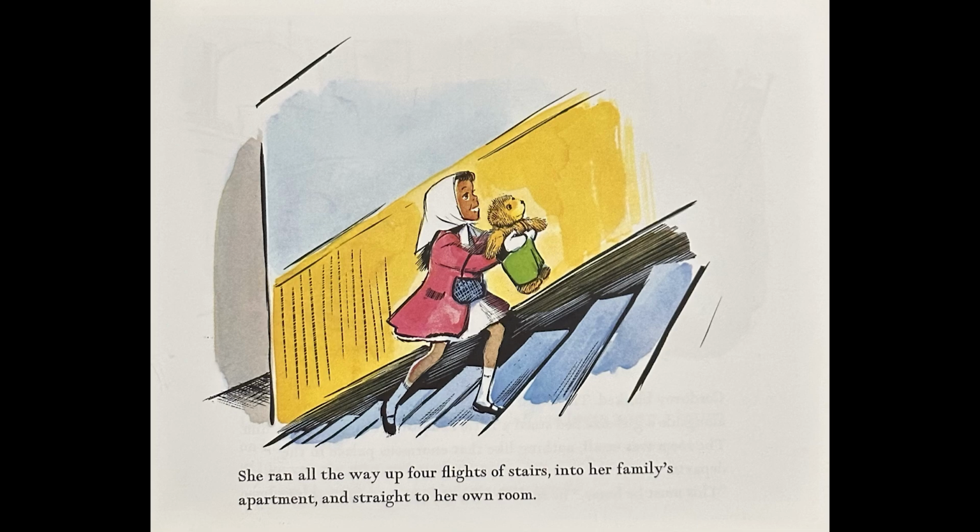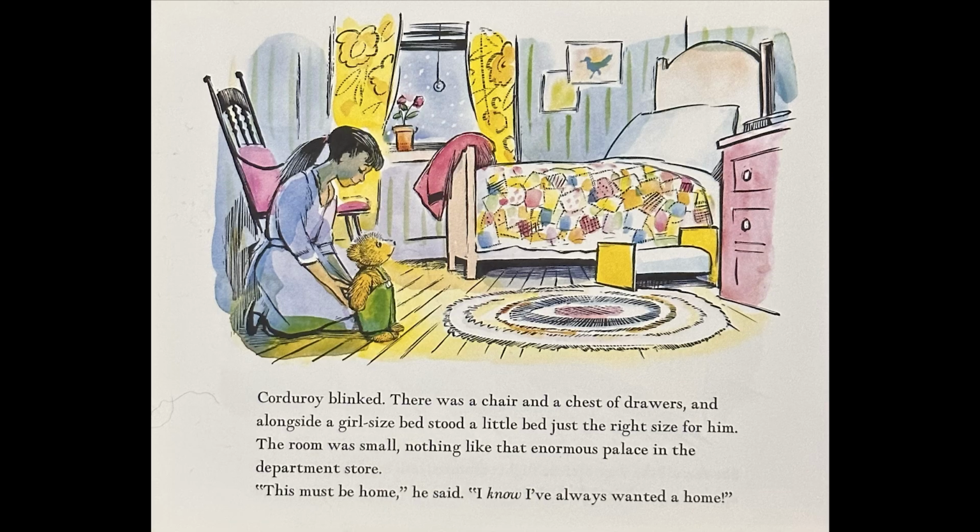She ran all the way up 4 flights of stairs, into her family's apartment, and straight to her room. Corduroy blinked. There was a chair and a chest of drawers, and alongside a girl-sized bed stood a little bed, just the right size for him. The room was small, nothing like that enormous palace in the department store. "This must be home," he said. "I know I've always wanted a home."